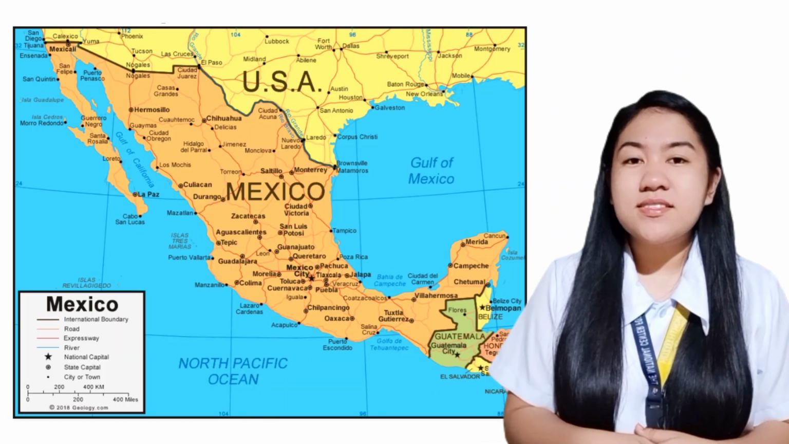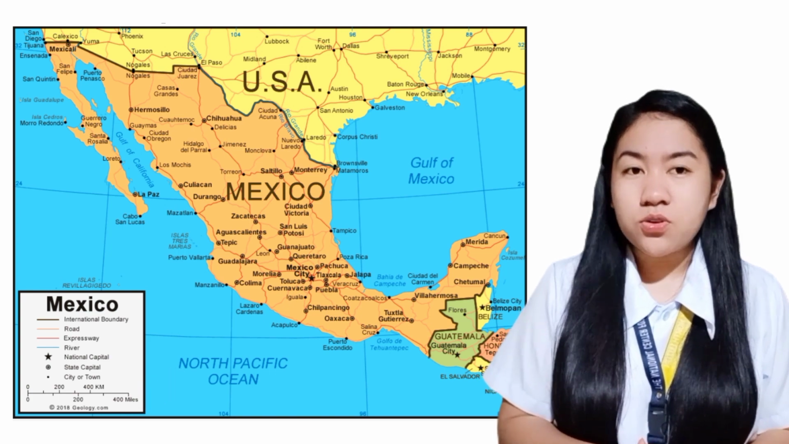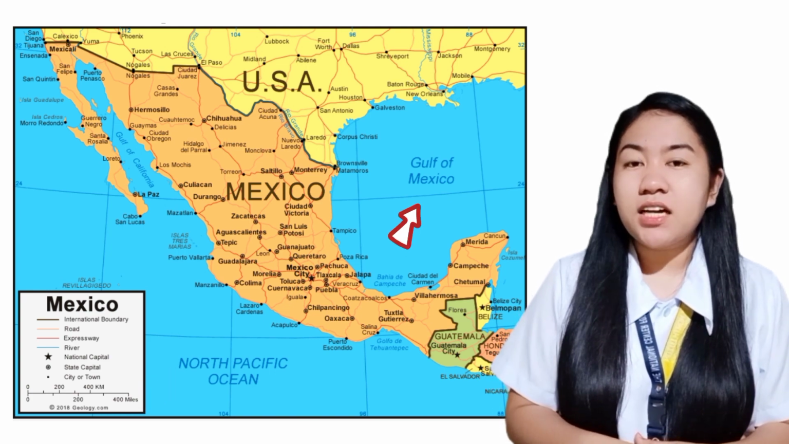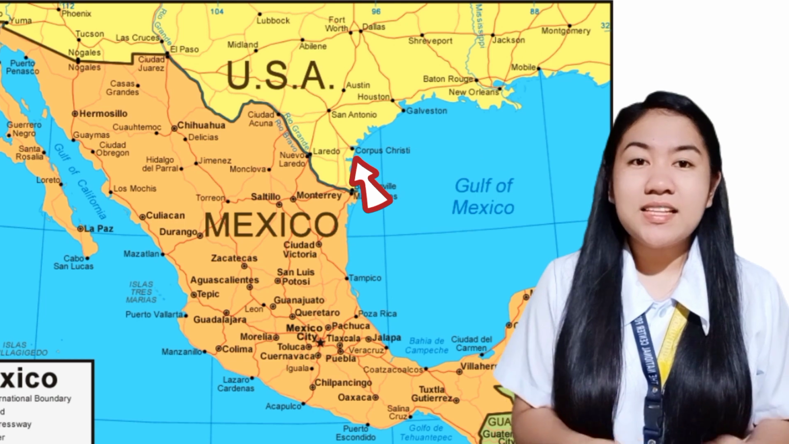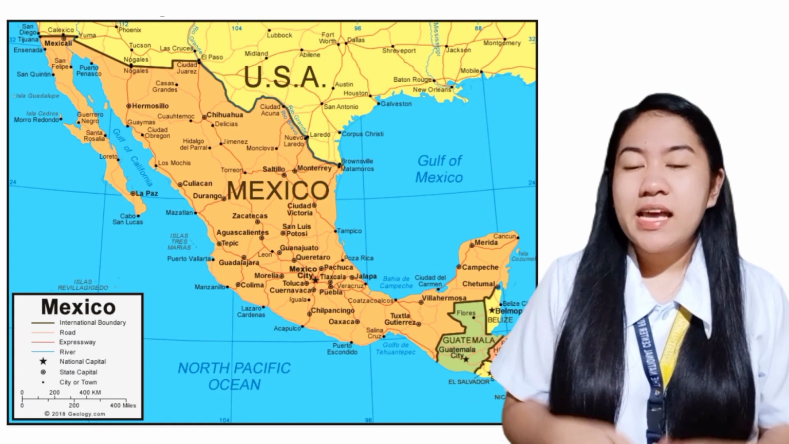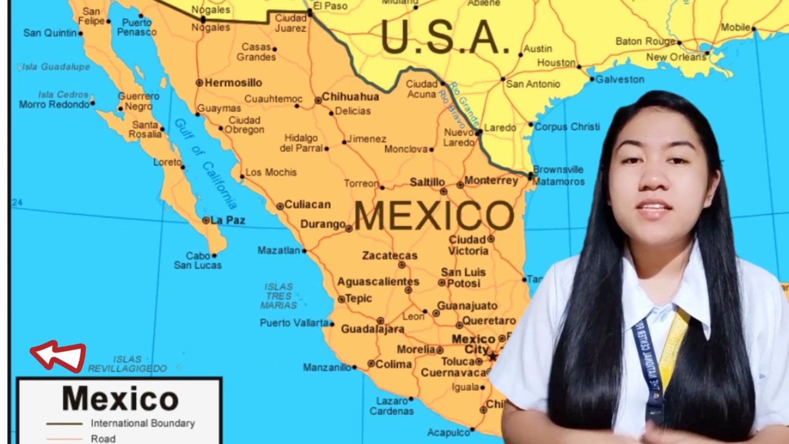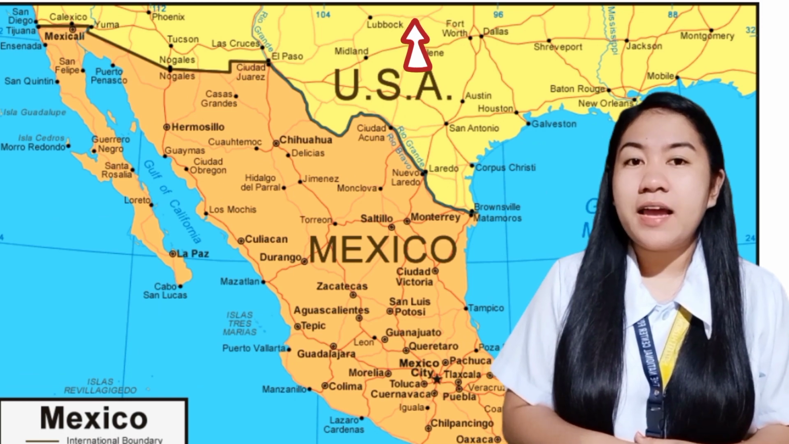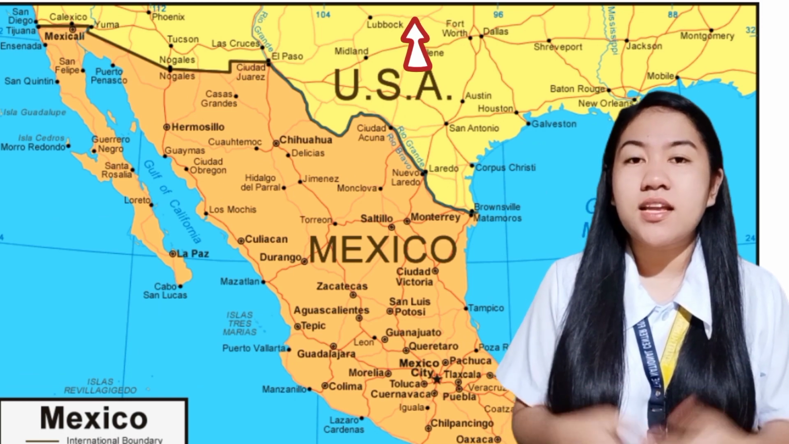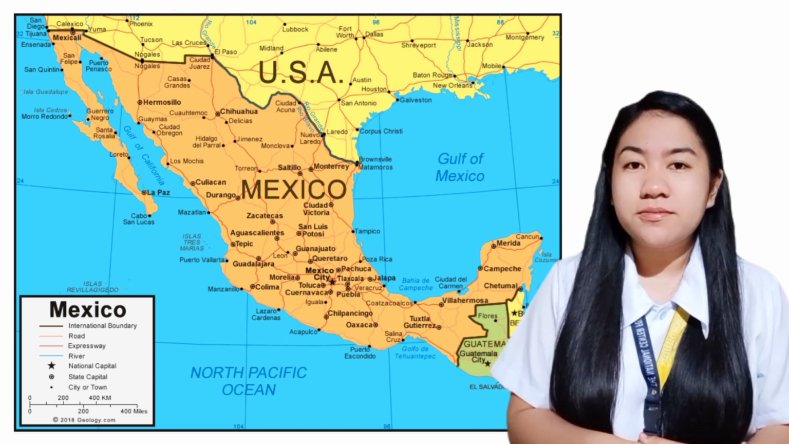Let's now move on to Mexico. Mexico is located in North America. It is bordered by the Pacific Ocean, the Caribbean Sea, and the Gulf of Mexico, the United States to the north, and Belize and Guatemala to the south. Its absolute location is 23.6345 degrees north, which is the latitude, and 102.5528 degrees west, which is the longitude. It is located north of the equator.